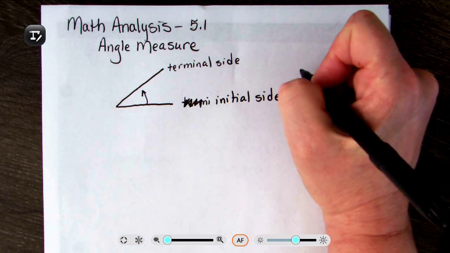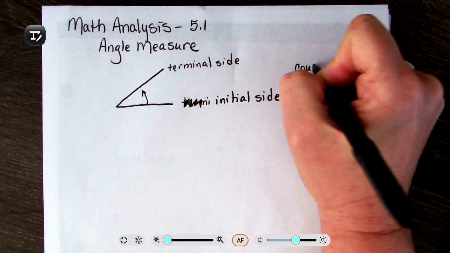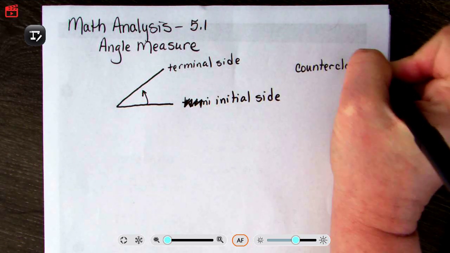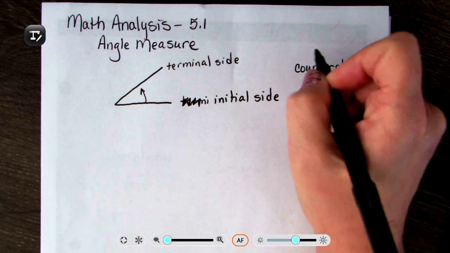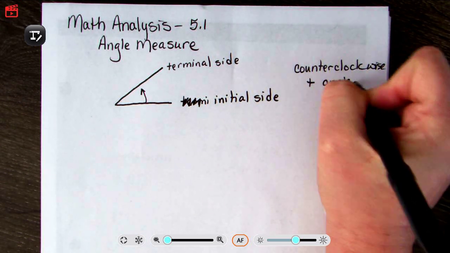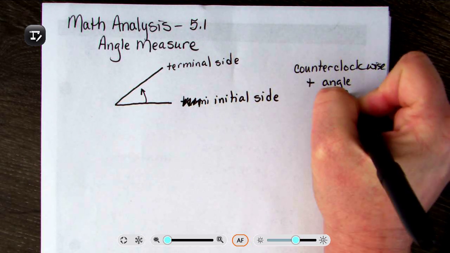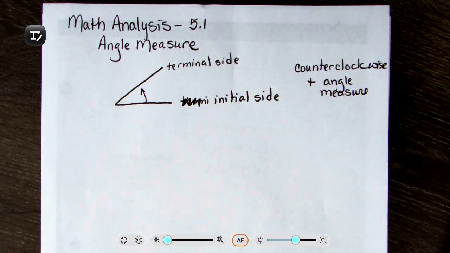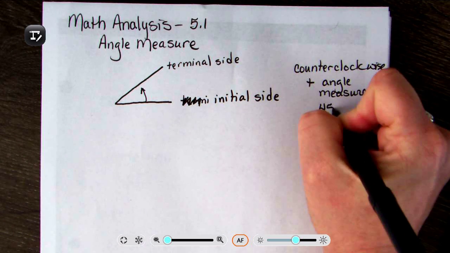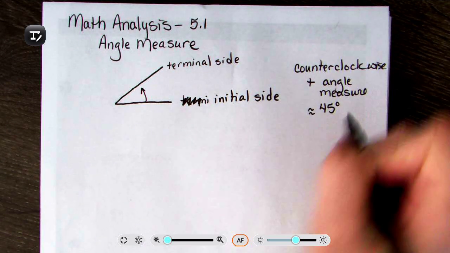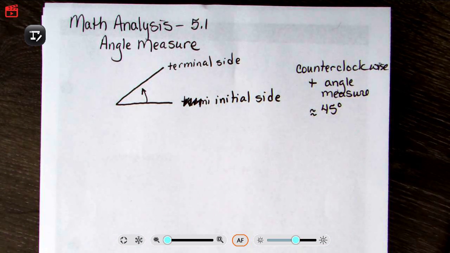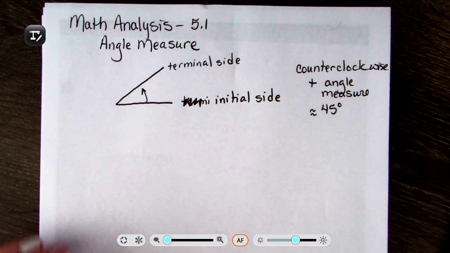When we go in the counterclockwise direction, that's going to have a positive angle measure. So this one looks like it might be roughly 45 degrees, I'm going to guess. I don't have a protractor here with me to measure it, but it could be roughly 45 degrees.